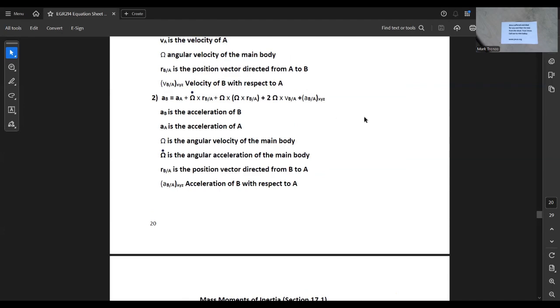Now, this looks like a long equation, but we'll find that whenever we break this down, these are pretty easy to use. Just remember that omega is the angular velocity of the main body, and omega dot is the angular acceleration of the main body. And r_B/A is a position vector directed from B to A, and the acceleration of B with respect to A is given by this. Once again, these look complicated, but this gives us a very easy way to analyze very complicated mechanisms.